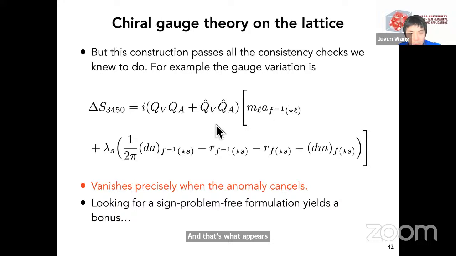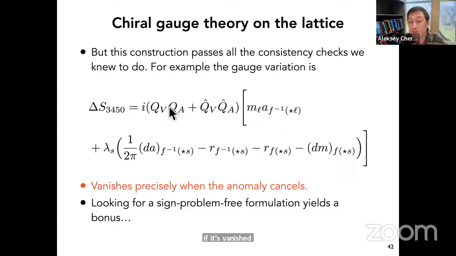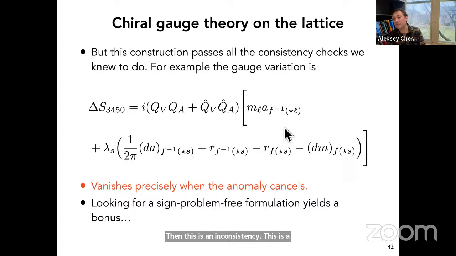Right. So can I also go further? What's the term in the big square bracket, what does it imply if it vanishes? Oh, it implies the model is inconsistent. If you choose charges in such a way that this doesn't vanish, then this is an inconsistency. This is a statement that you had some gauge redundancy, but it's not a redundancy. You get an inconsistent model. You have a model with a gauge anomaly. So it would be very bad.